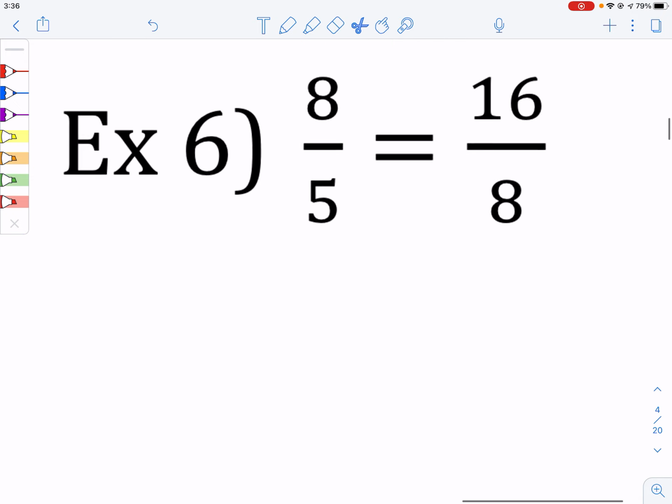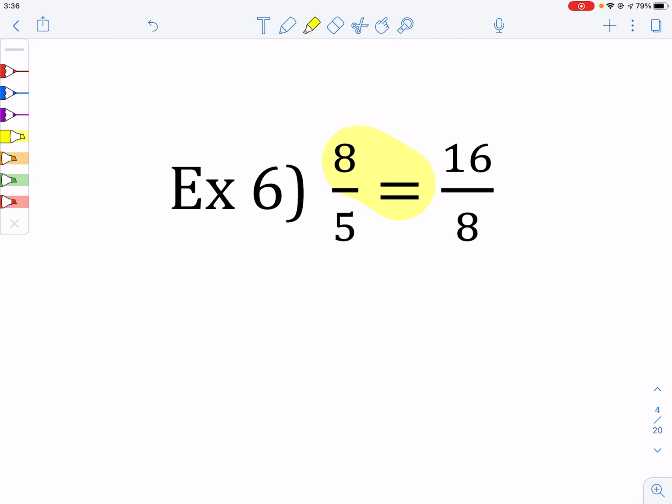Okay, last one. Go ahead and try this one. So using cross product, so multiplying diagonally, what do you get here? What do you get here? And then tell me yes or no whether they're proportional or not.